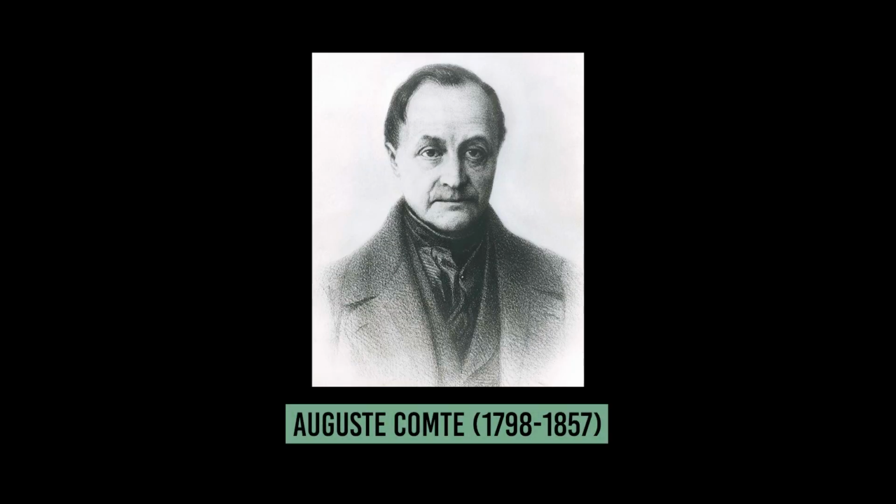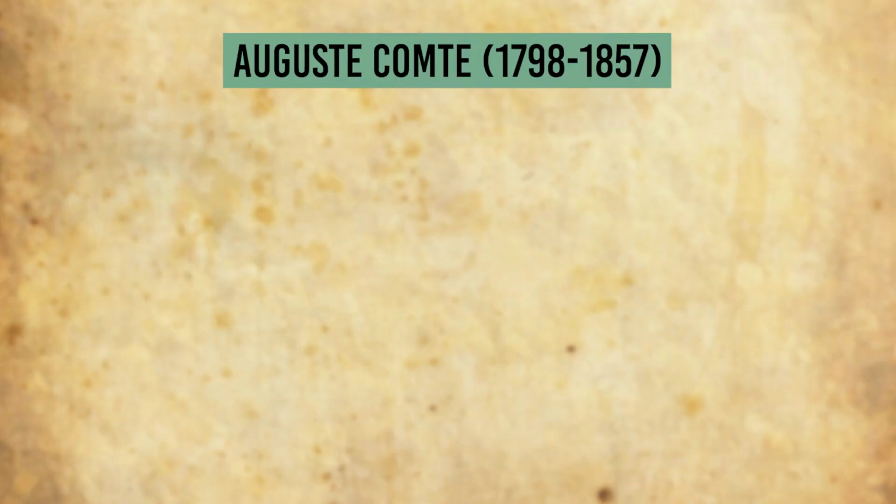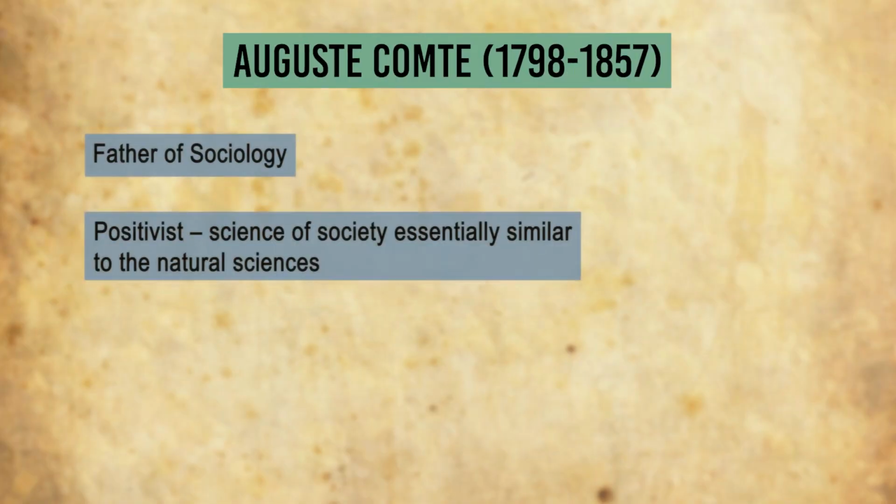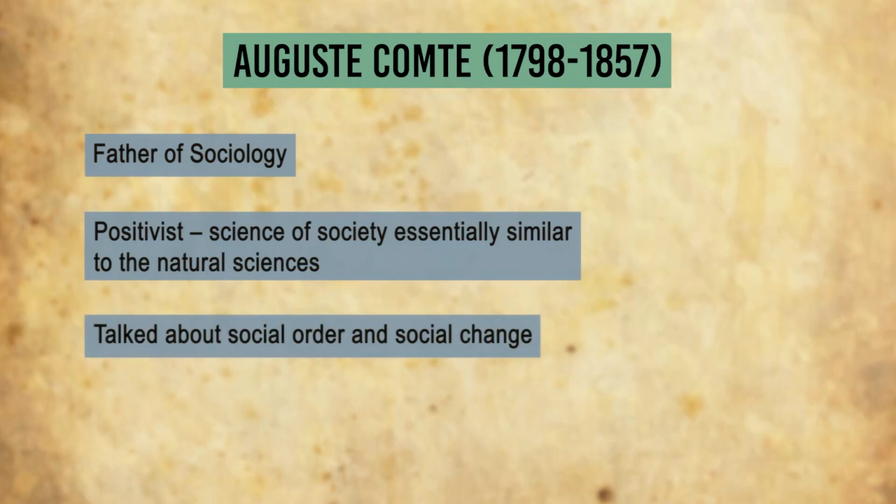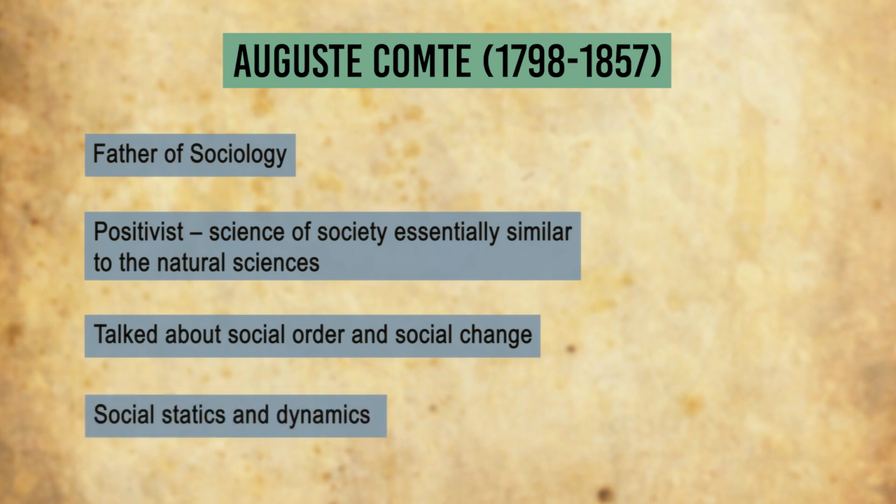1798 is the birth of Auguste Comte. He is known as the father of sociology. He was essentially a positivist. He believed that science of society, which is sociology, is essentially similar to the natural sciences like biology. So he thought that the same methods could be applied to the study of sociology as well. He talked about social order too, being a functionalist. However, he also talked about social change in his major theory of social statics and dynamics.